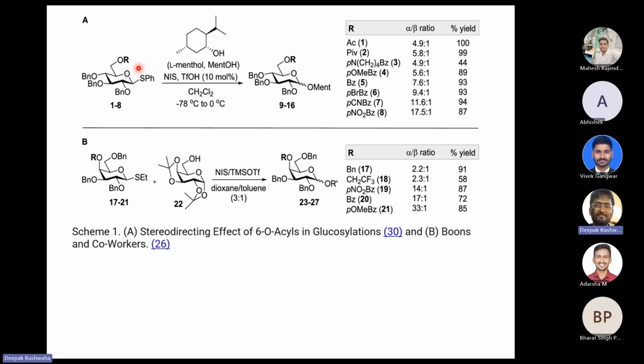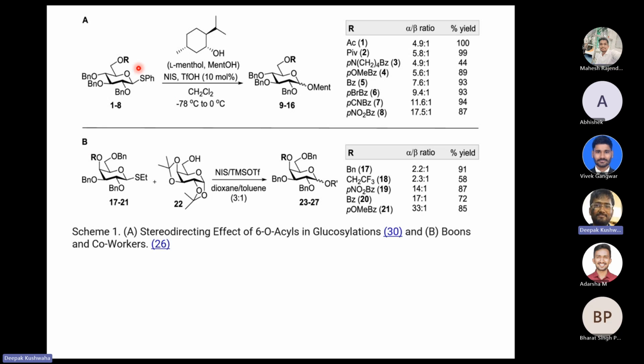This is also shown for one particular sugar. In the previous paper, they have shown it for glucose. There is no general rule. As we know, if you keep a C2 participating group, there is a 99% chance you will get the selectivity. There is no conflict there, but in other cases there is sugar-to-sugar difference.